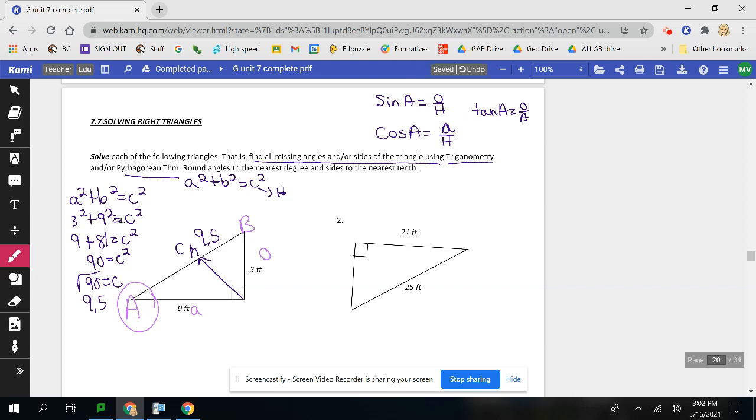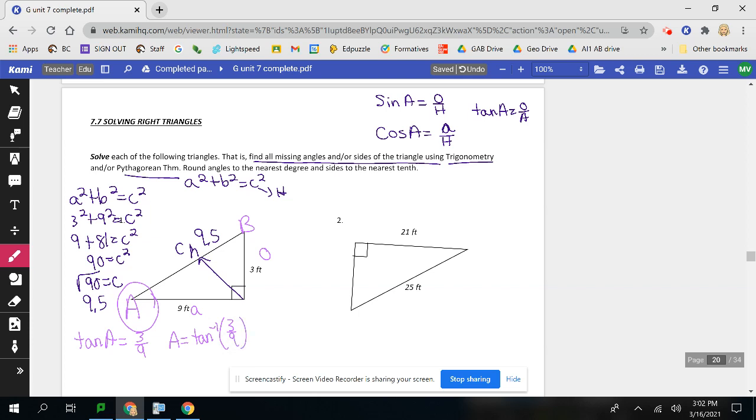So I want to use the information they told me. If I have to, I can use the information I figured out, but I always want to try to use what they told me. So I have opposite and adjacent, which is my tangent. So I'm going to say tangent of A is my opposite side, 3, over my adjacent side, 9. Then to find A, I do the inverse tangent of 3 over 9.